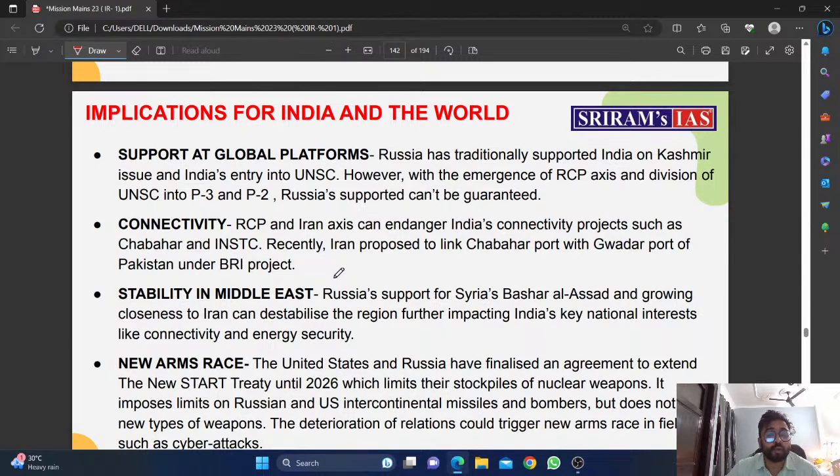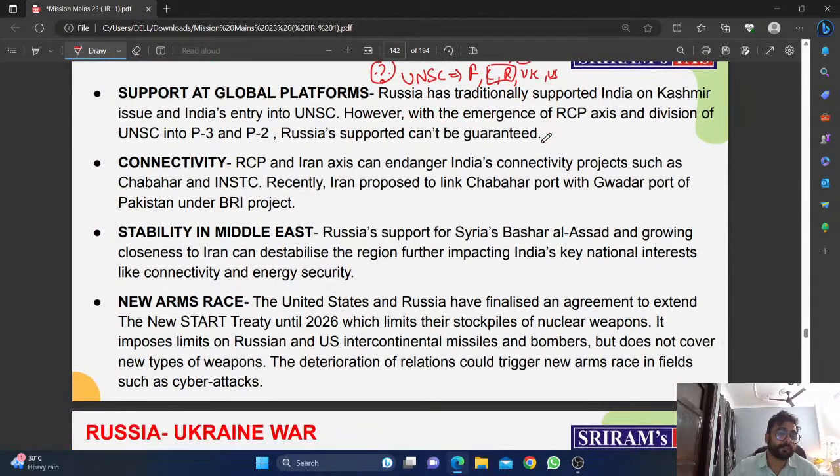Then support at the global platforms. Like Russia is traditionally supporting India on the Kashmir issue. Till now, they are supporting us. But as you know, Russia and China are getting close, and then Pakistan is also getting close. It is not very surprising that in future Russia may withdraw its support from the Kashmir issue. So at present, the P5 nations, all 5 permanent members of the United Nations Security Council, that includes France, China, Russia, UK, US, have all been divided now. On one end, you have the P2 countries, that is Russia and China, and the other countries are the US, UK, and France. So because of this struggle, even the global world order is changing.